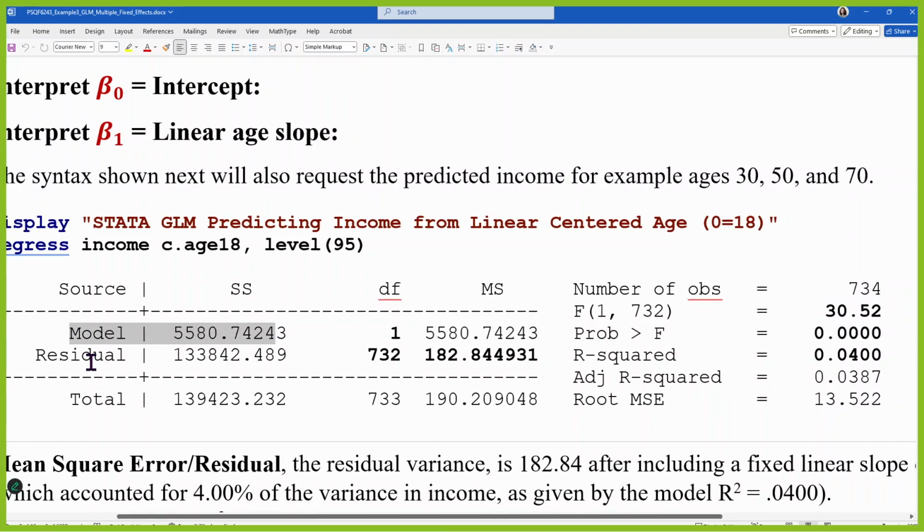So we have model, we have residual. 182 is my residual variance. It started out at 190, it's down to 182. That is a reduction of not that much, 4% from linear age.